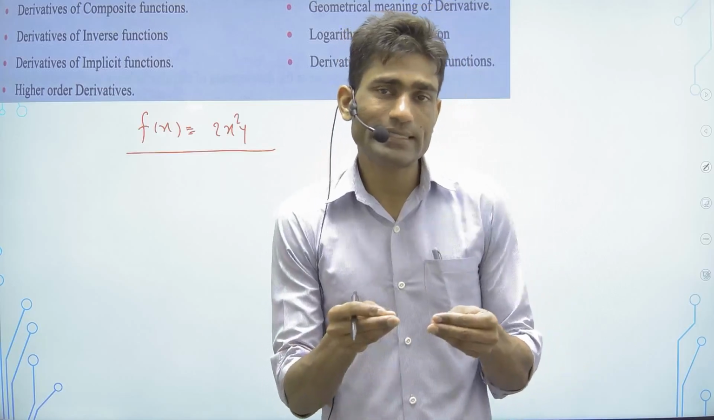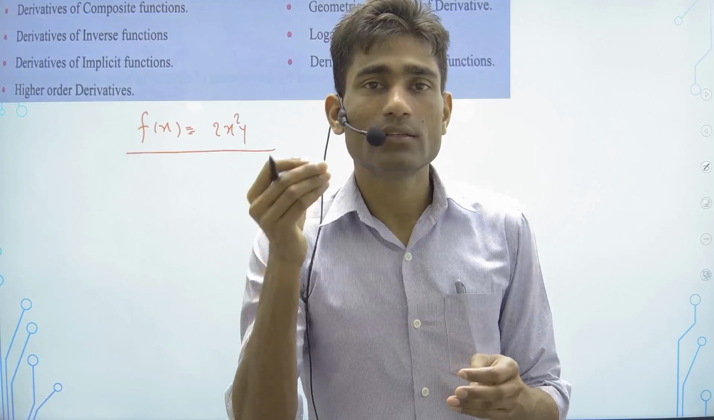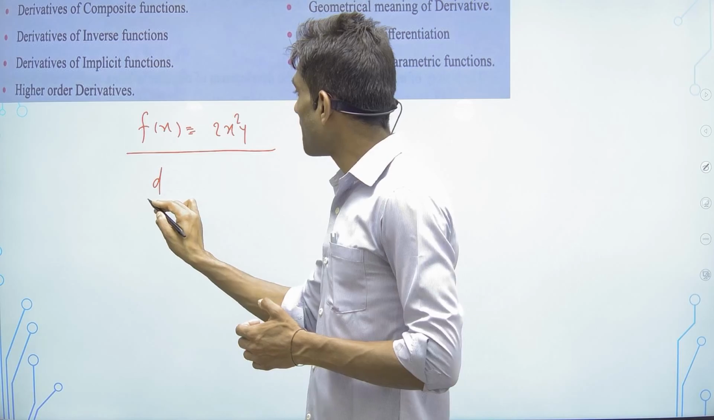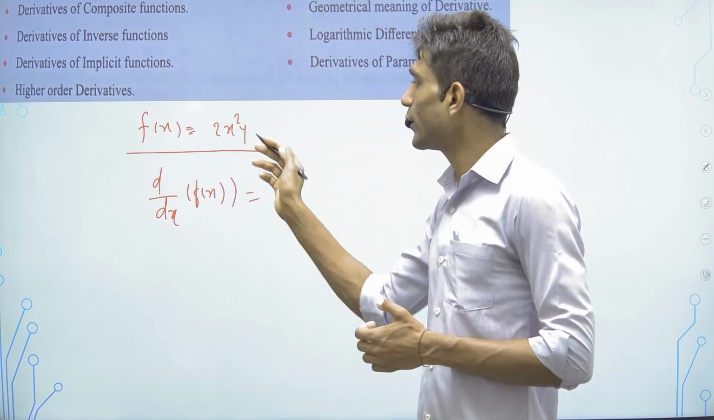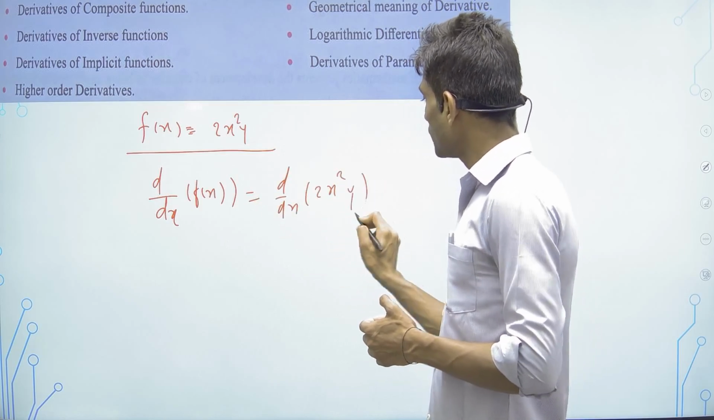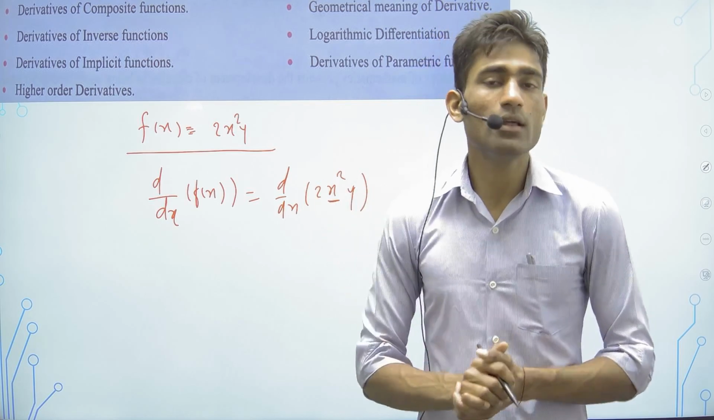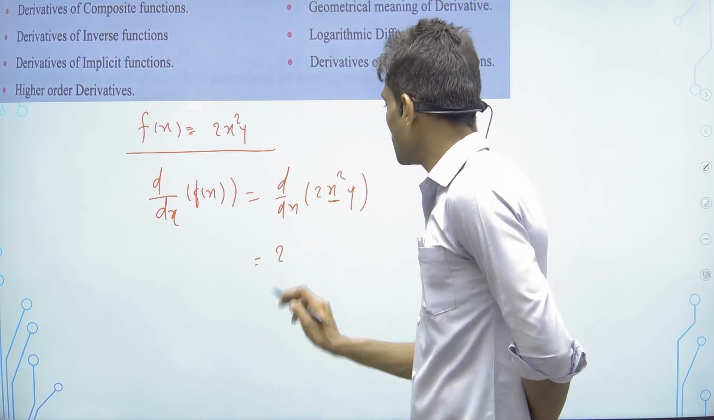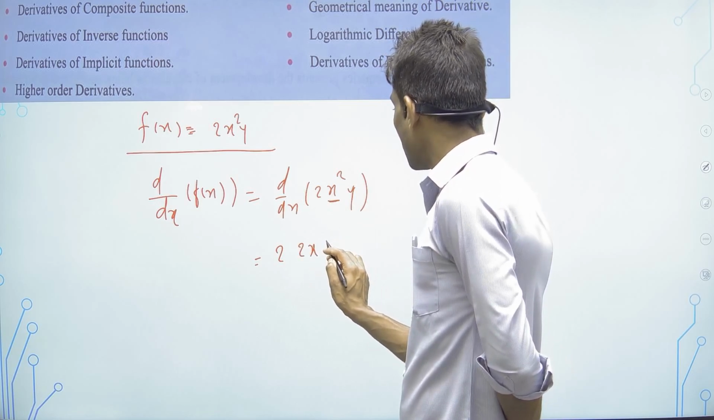For a composite function, we differentiate the function and continue till our variable vanishes. So f dash of x means d by dx of f of x, which is d by dx of 2 times x square y. We take regular differentiation, but differentiate till the x variable vanishes. So what do we get? 2 constant as it is, x square has derivative 2x, and y stays as it is.